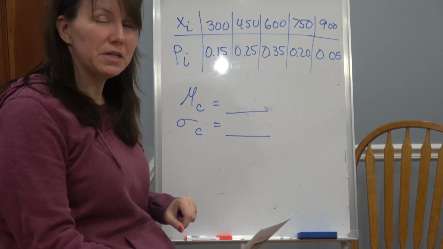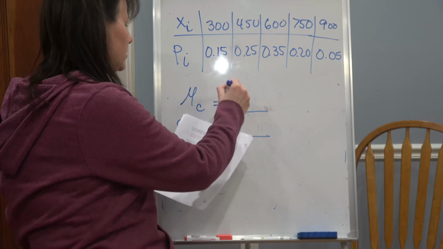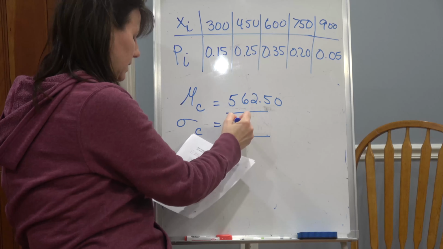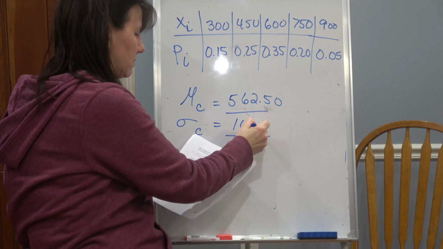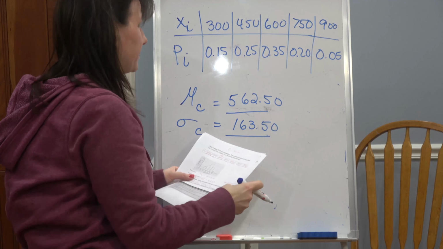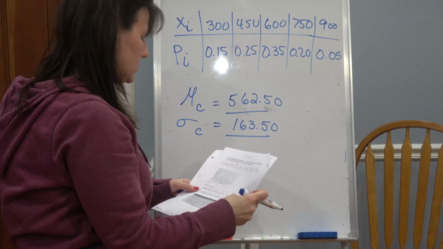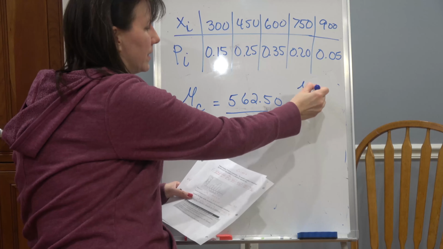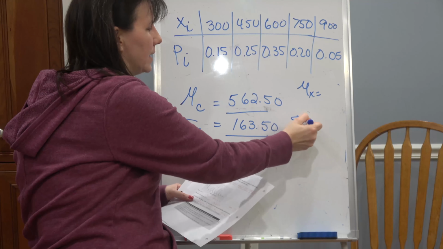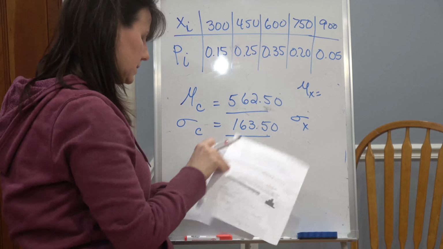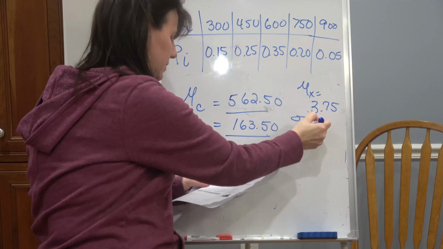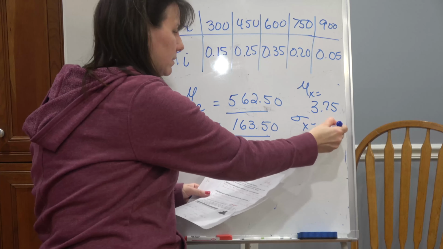And now I'm assuming you did it on your graphing calculator. You should have gotten $562.50 with a standard deviation of 163.50. Okay? And so, hopefully, if you compare this to what we had for the last one, right? We had the mean of X was 3.75 and the standard deviation was 1.09.